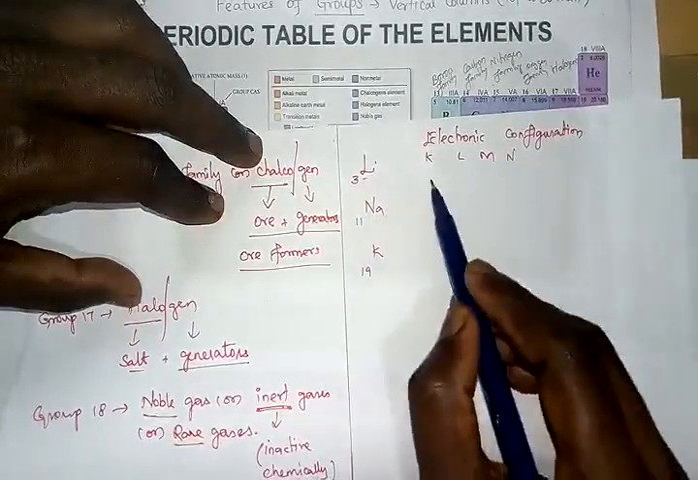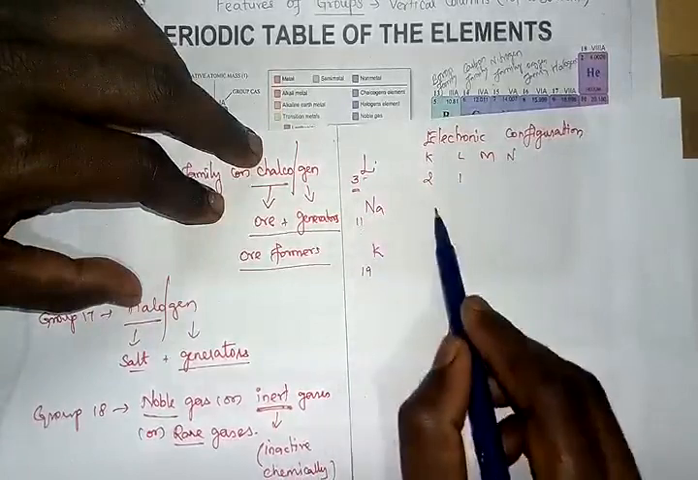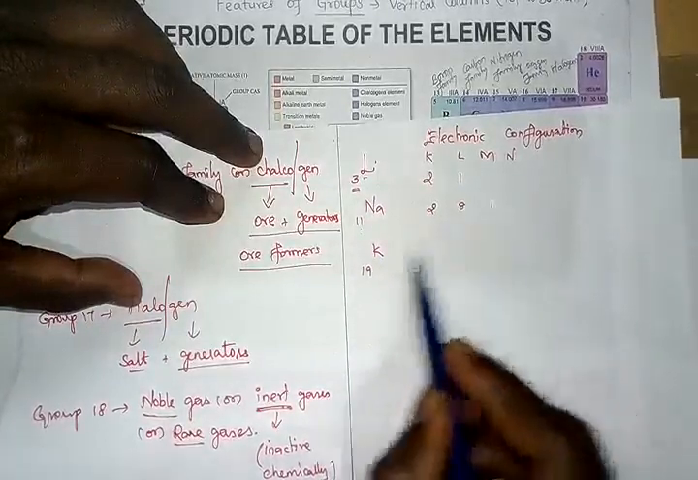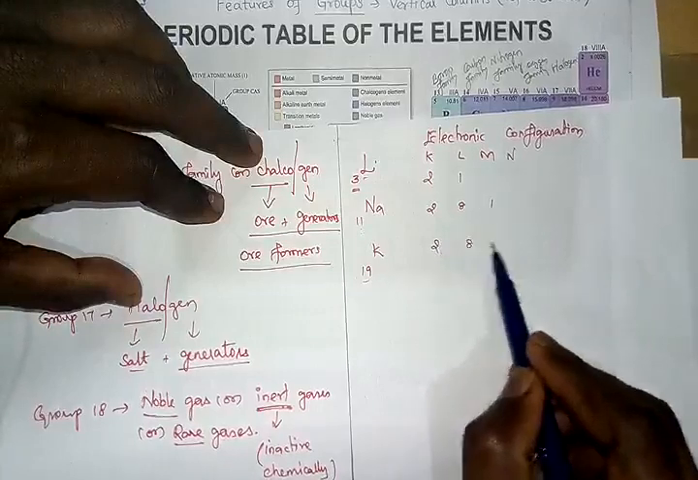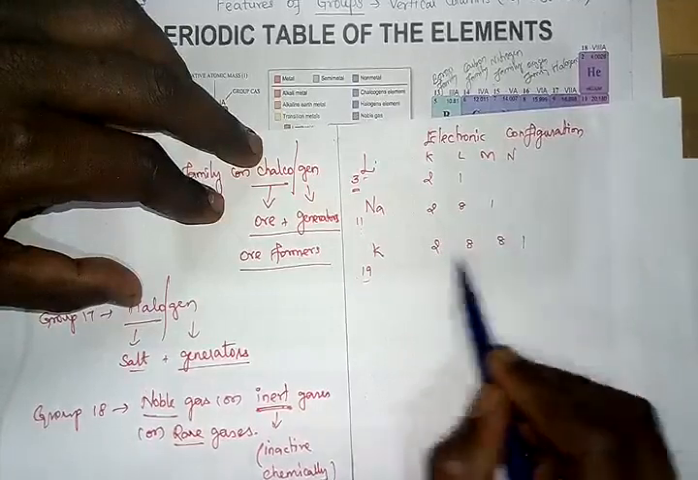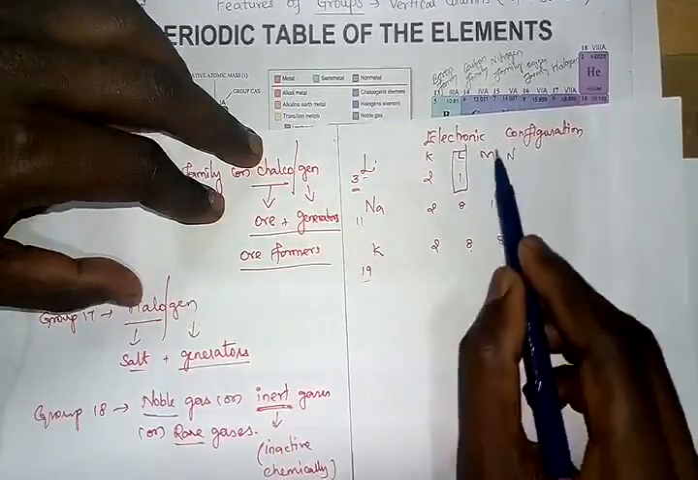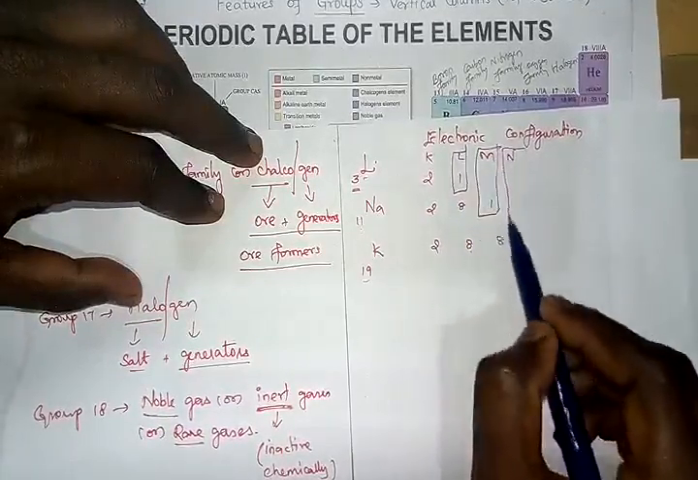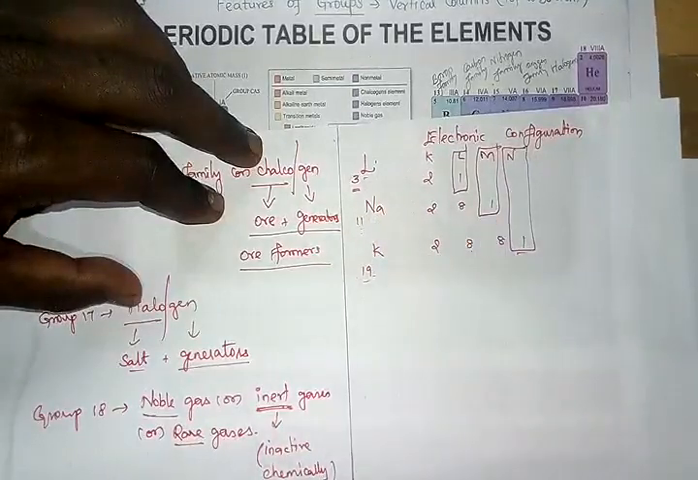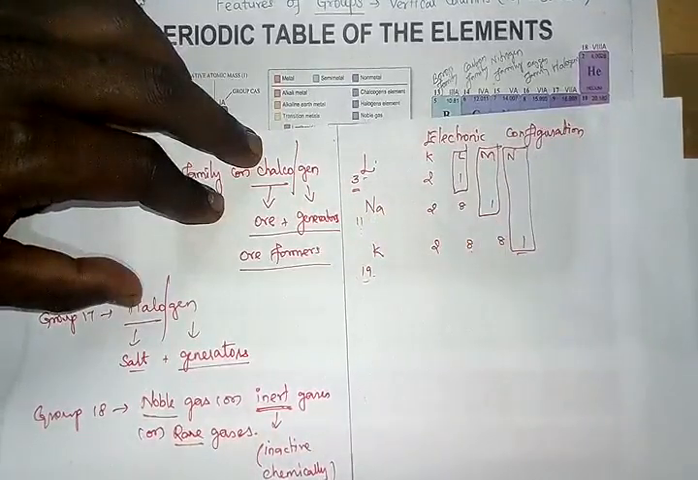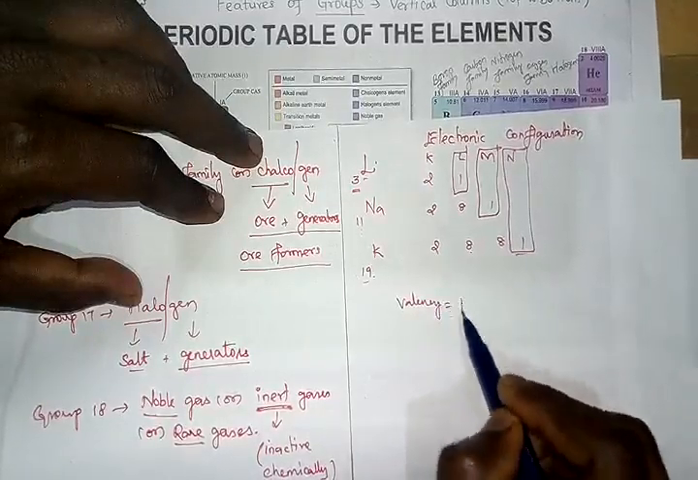For lithium, it is 3 electrons, so 2, 1. For sodium, it is 11 electrons, so 2, 8, 1. And for potassium, it is 19 electrons, so 2, 8, 8, 1. So look at the last shell, the valence shell electrons. All these elements have 1 electron in the last shell. Am I right? So that is the idea, my dear children. So the valency of this group is 1.